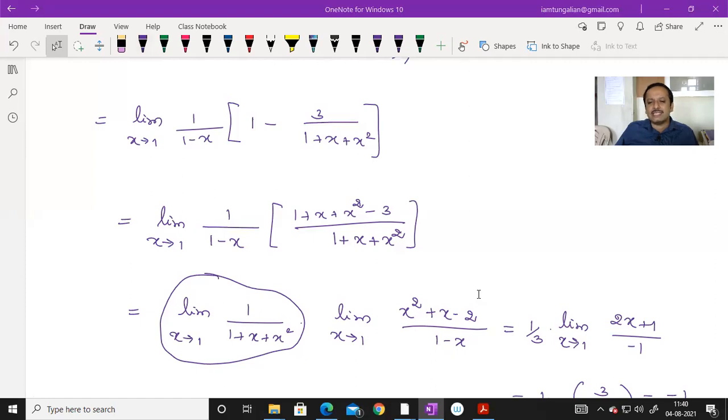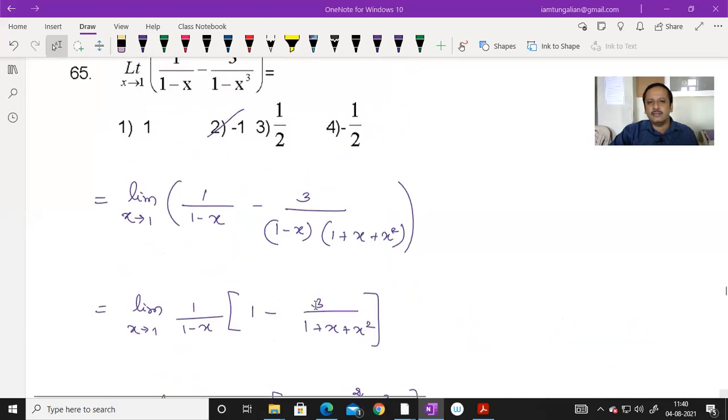Now apply the limit as x tends to 1. That will give you 2 plus 1, 3 in the numerator, minus 1 in the denominator. Already there is a 3 sitting in the denominator, so that 3 gets cancelled. So you get the answer as minus 1.